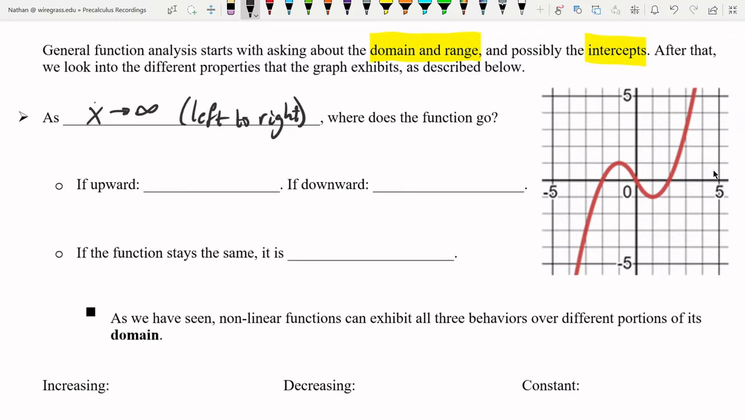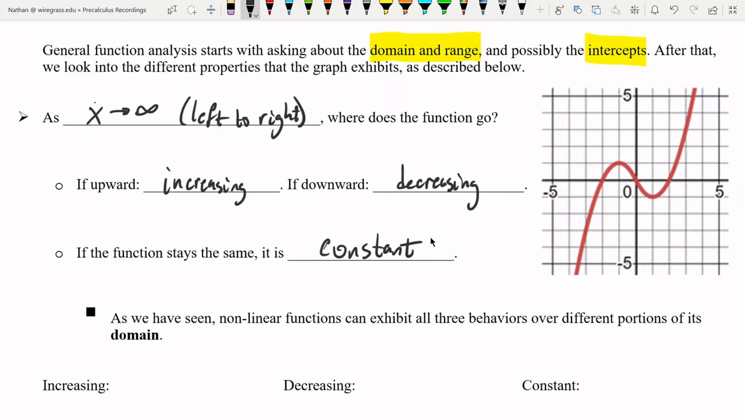We've seen this in linear functions. If it goes upward, it's an increasing portion of the domain. If downward, it's decreasing. And of course, if it's just flat lines across any portion of the domain, it is constant. Now, linear functions only exhibited one of these three behaviors. It was either an increasing linear, a decreasing linear, or a constant.